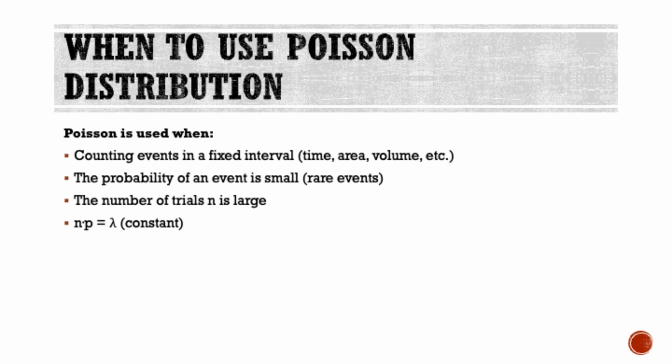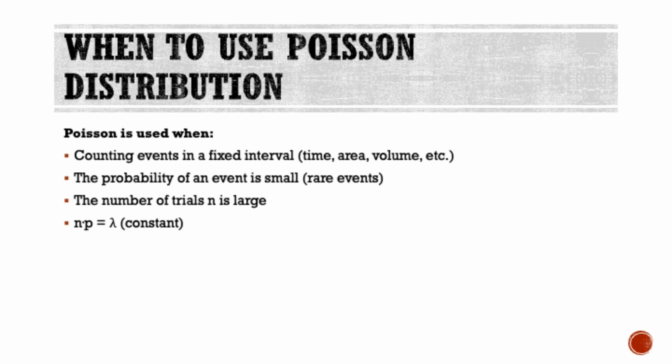Or think about counting the number of earthquakes in a region per year. Earthquakes are rare events, but over a large region and a long time period, they occur with some average frequency. The Poisson distribution is the standard model for such phenomena. So the key takeaway is this. Whenever you're counting rare events in a fixed interval, with a large number of opportunities but a small probability for each, and the average rate is constant, the Poisson distribution is your go-to tool.